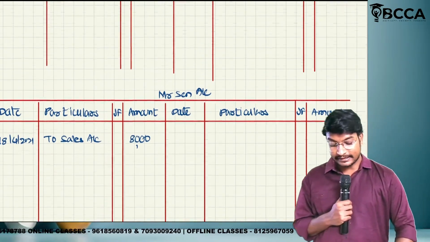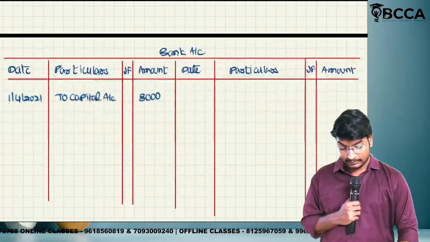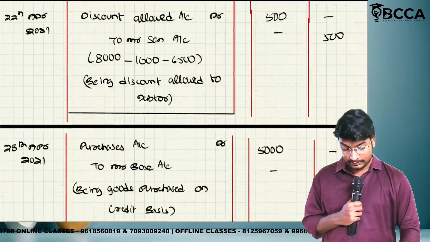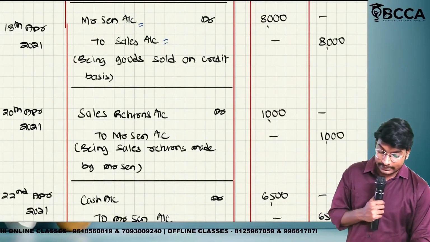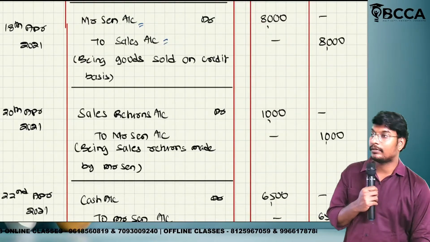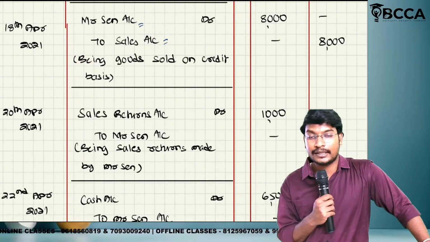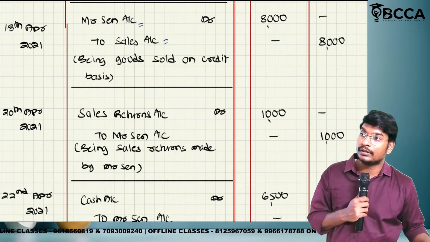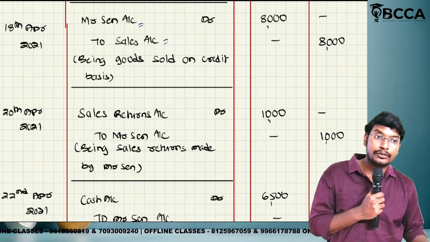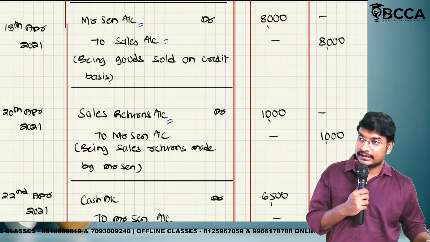What is the next transaction, guys? Sales returns account debit to Sane account. We have opened the sales account, but we did not open the sales returns account. So we need to open the sales returns account. In the sales returns account, we have to record on the debit side because the sales returns is debited in the journal entry.